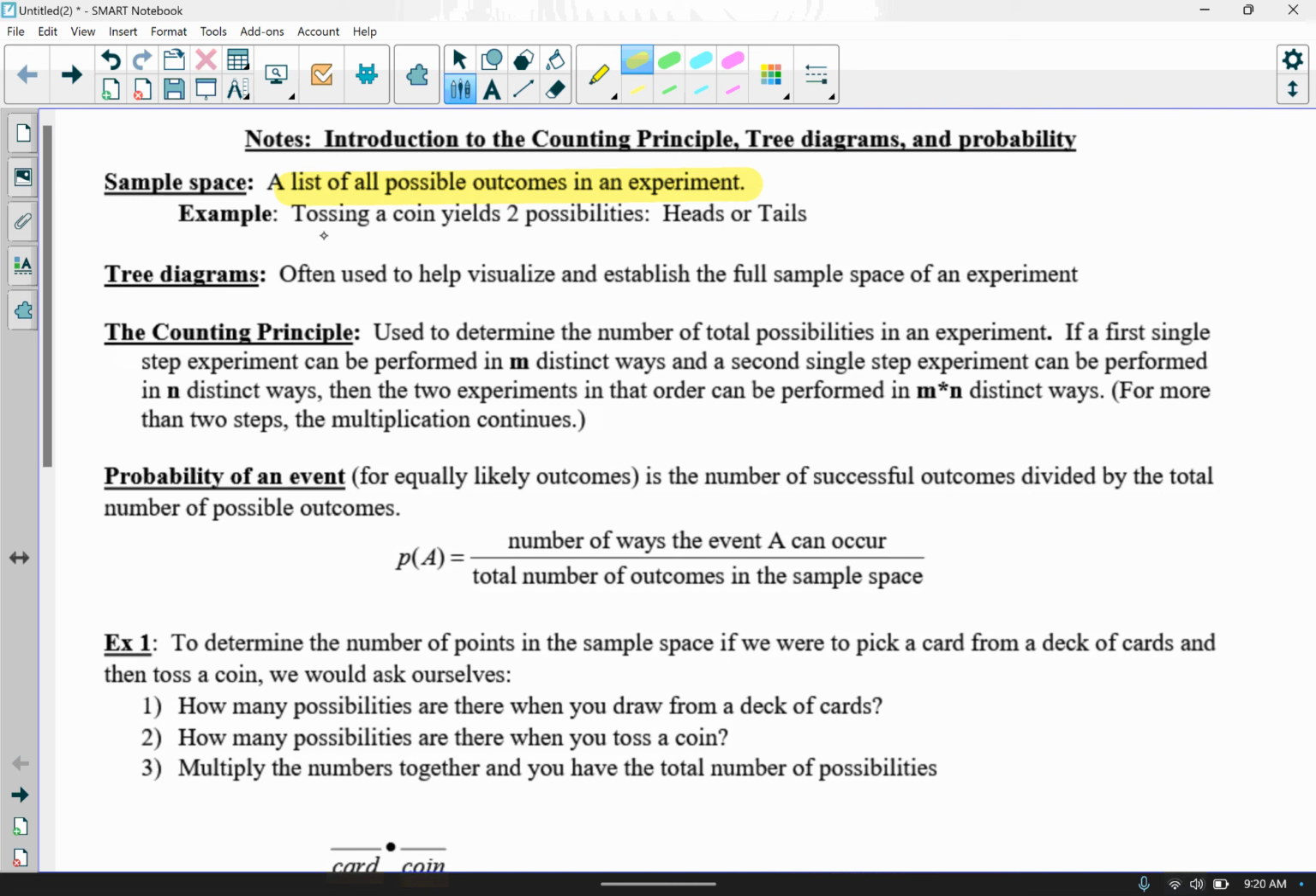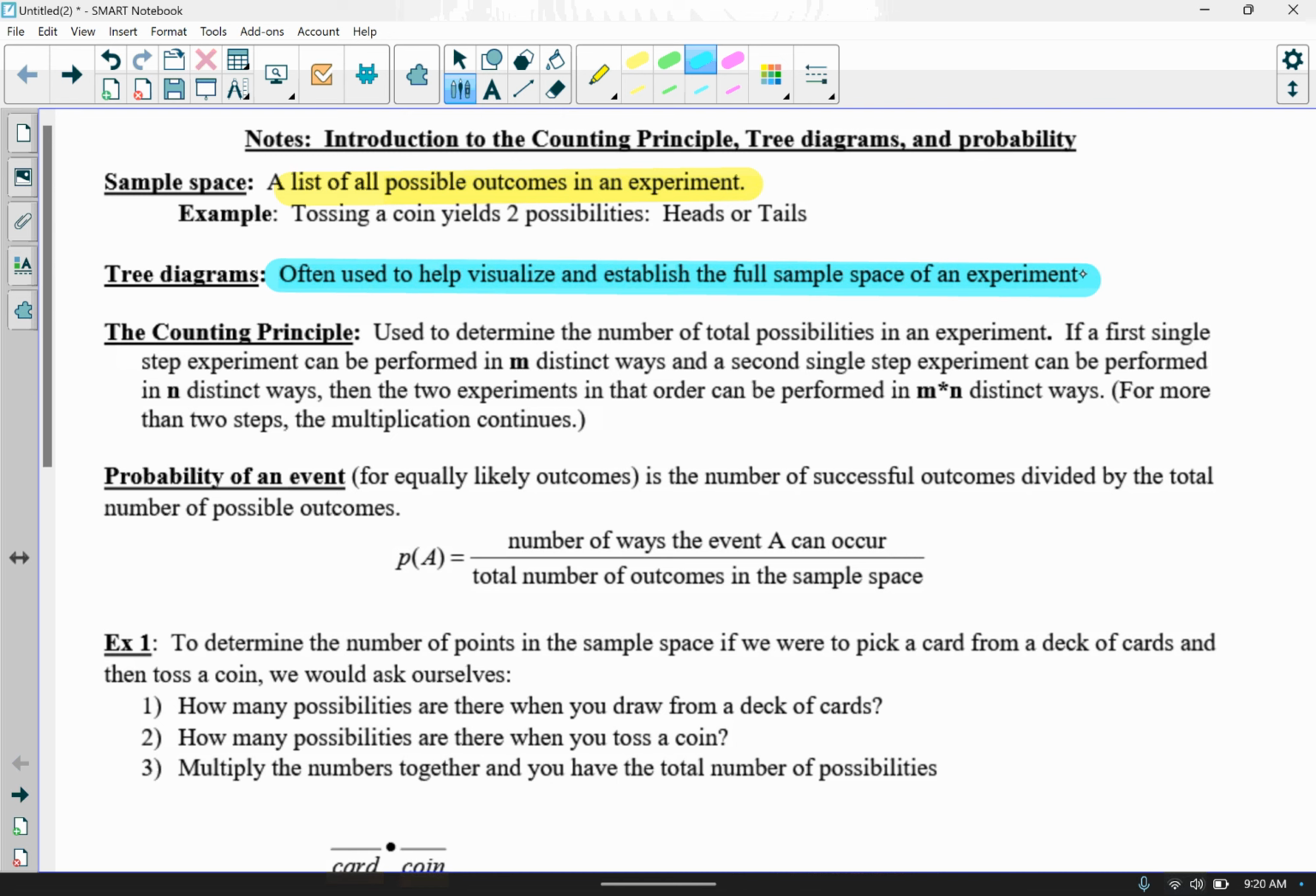So the example that I gave you underneath here, well, if you toss a coin, that would give you two possibilities, right? Heads or tails. Tree diagrams are a nice way to give you a visual representation of a sample space. So I'm going to definitely go through an example of that with you so that you can see what that looks like in terms of performing an experiment and then seeing a full sample space being listed out.